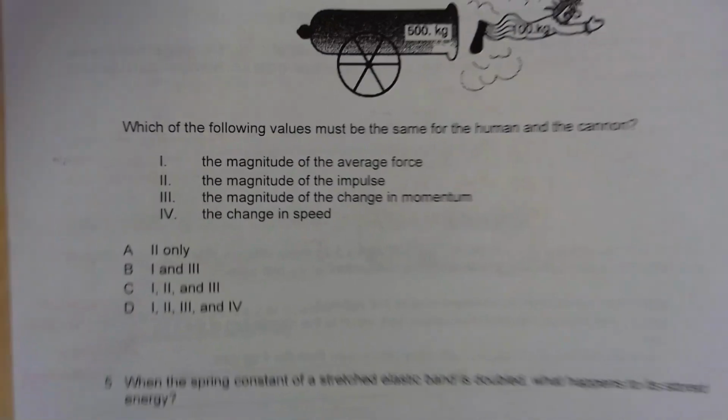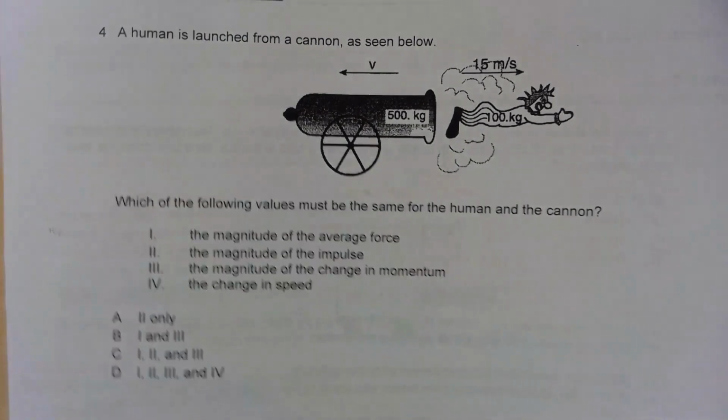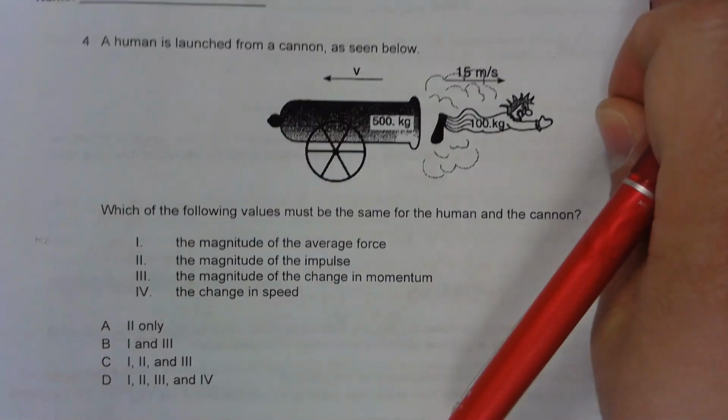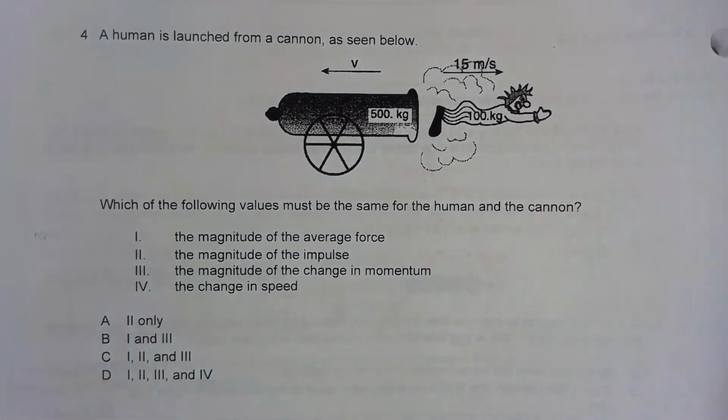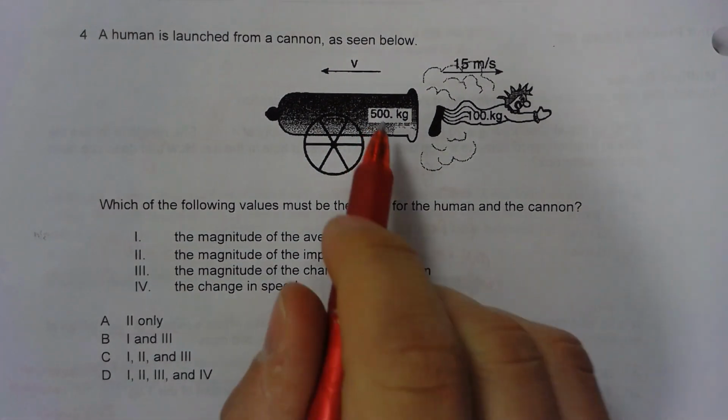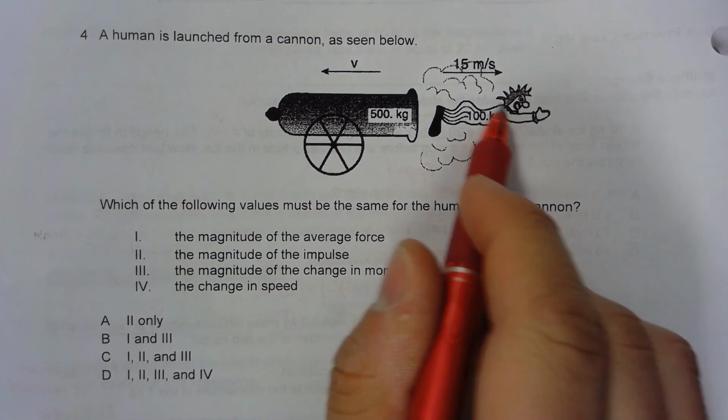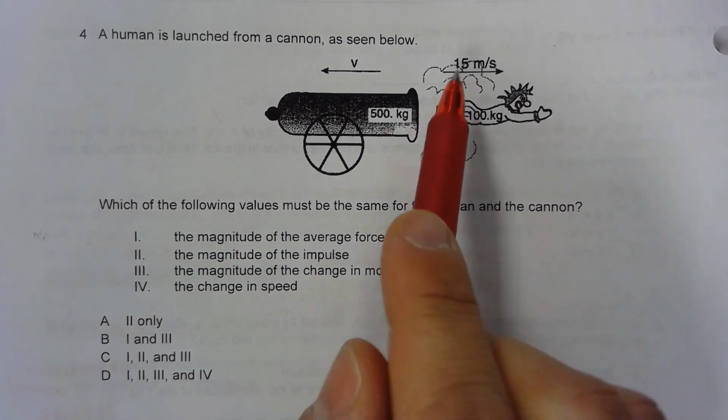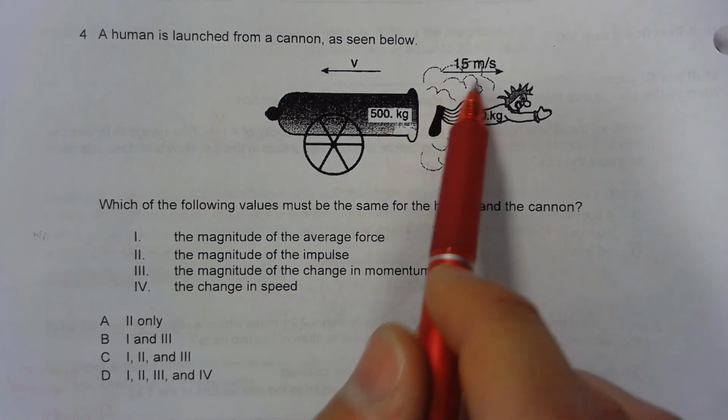This is an old circus trick. You would take a person, put them into a cannon, and fire them. So we've got this really heavy cannon. We have this person that's very light. The person shoots out of the cannon with this velocity.